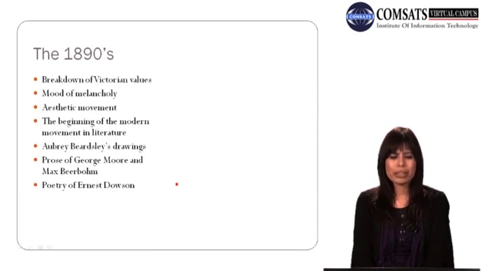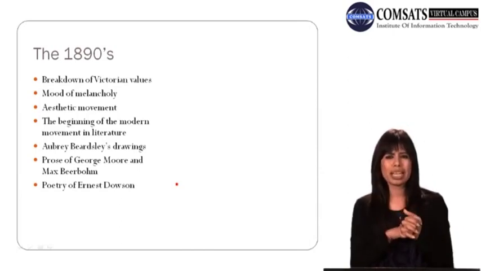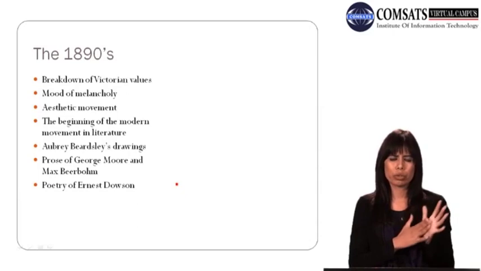And the drawings of Aubrey Beardsley as well. The prose of George Moore and Max Beerbohm, and the poetry of Ernest Dowson. So these are basically happenings in the 1890s, and there was a downfall of Victorian values. And why? Because people moved their attention towards something else at that time. So here you could see what was introduced at the start of the Victorian period, everything is going down in the later Victorian period.